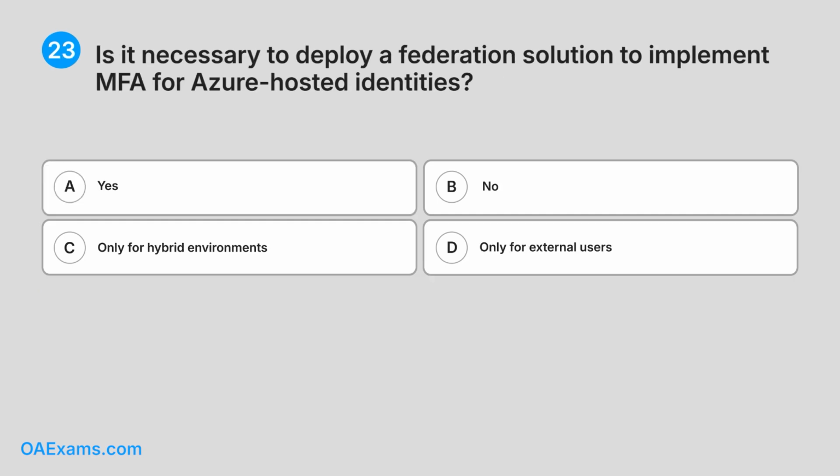23. Is it necessary to deploy a federation solution to implement MFA for Azure hosted identities? A. Yes. B. No. C. Only for hybrid environments. D. Only for external users. What do you think is the answer?